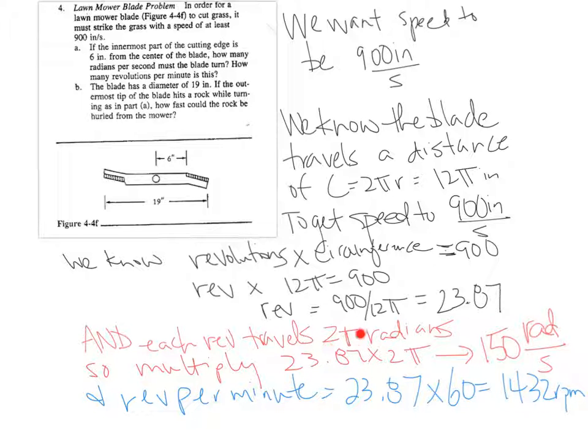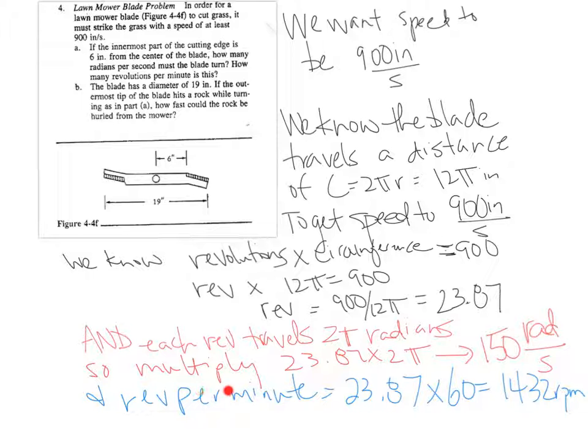So this is how we get to the final answer, the part that we were missing during our session. So each revolution travels 2 pi radians. So if I multiply that 23.87 times 2 pi, I get 150 radians per second. So that was the radians per second.